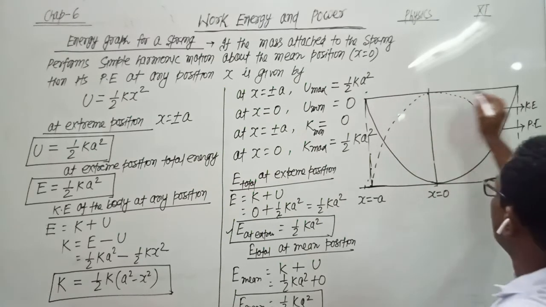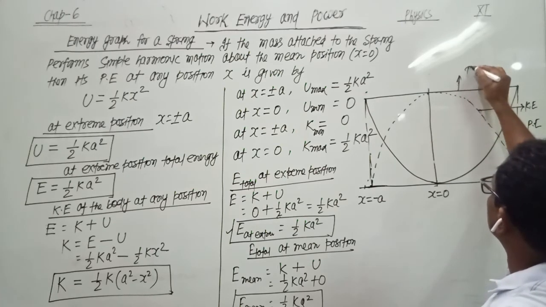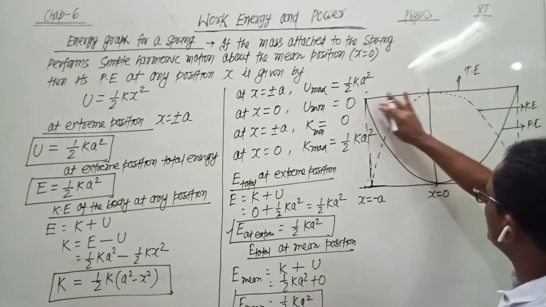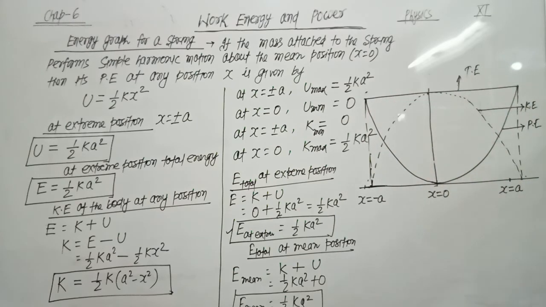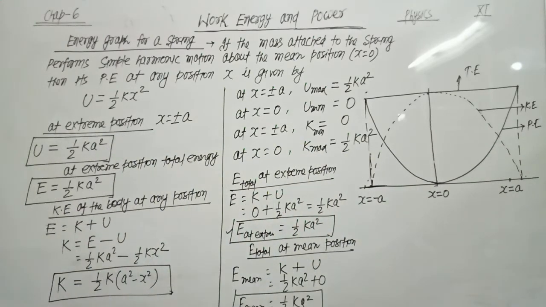And this straight line is the graph of total energy E. So total energy at every point remains constant. There is no change in the total energy. Total energy always remains constant. So this is the energy graph for a spring.